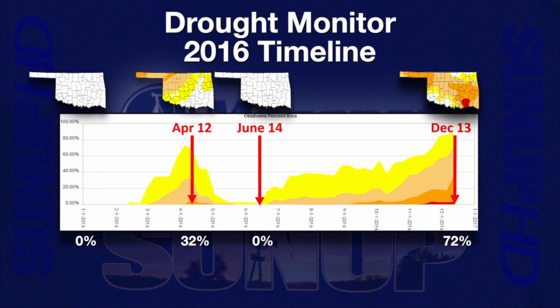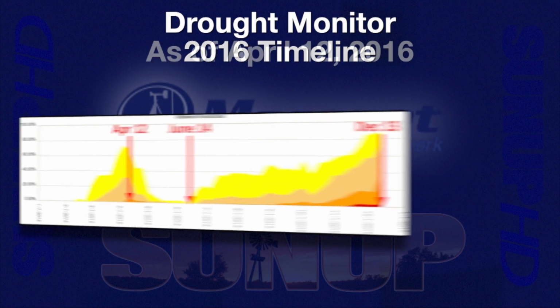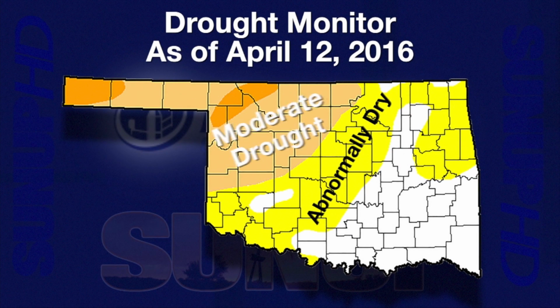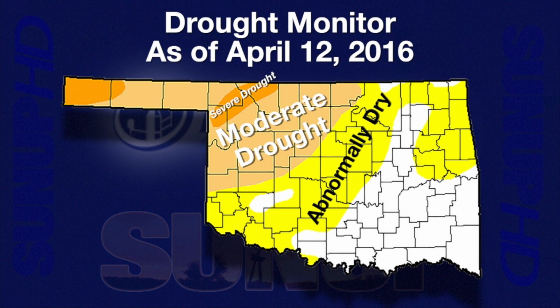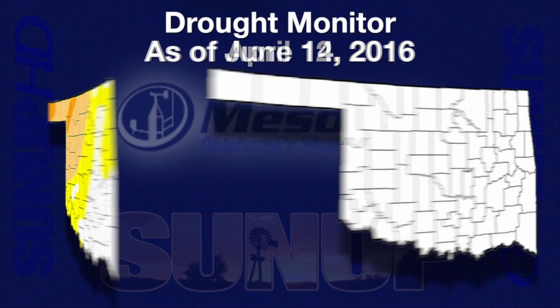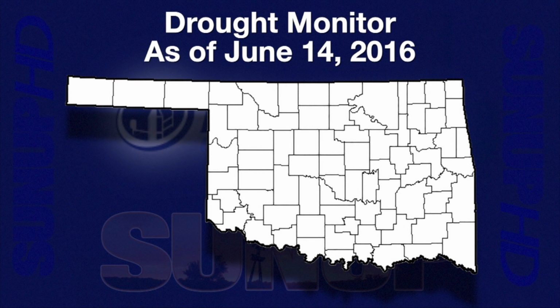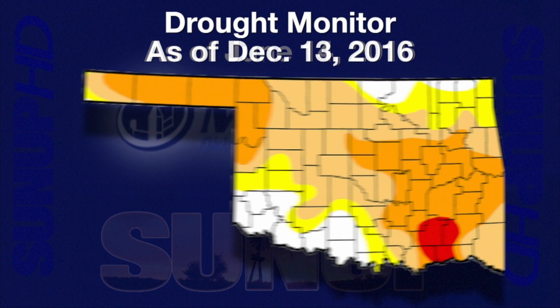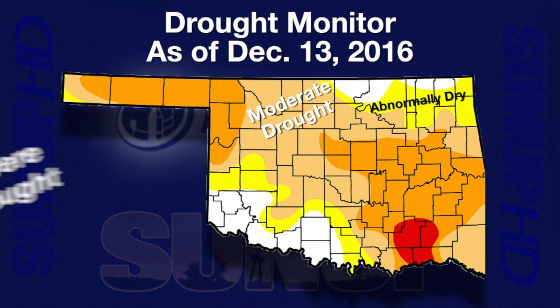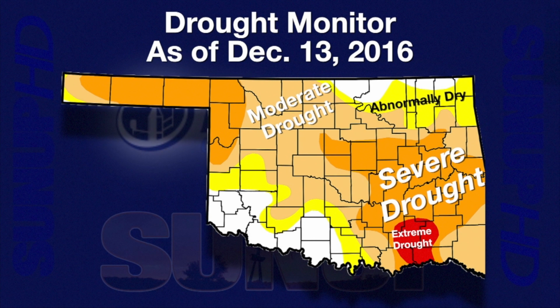state in drought. If we go back and take a look at those individual drought maps, we can see on the April 12th map, with 32% of the state in drought, that it's mostly concentrated up in northwestern Oklahoma. And then, of course, we had a very nice wet spring. By June 14th, all that moisture had spread across the state of Oklahoma. And then, of course, we had the escalating dry weather through the end of the year, and we ended up with 72% of the state in drought, with the worst drought across southeast through central Oklahoma, and also the northwestern quarter of the state through much of the panhandle.